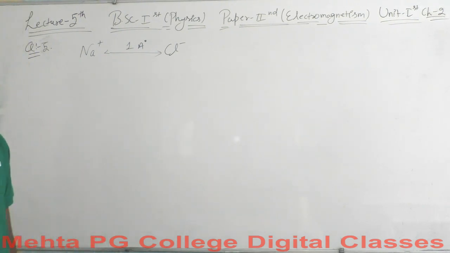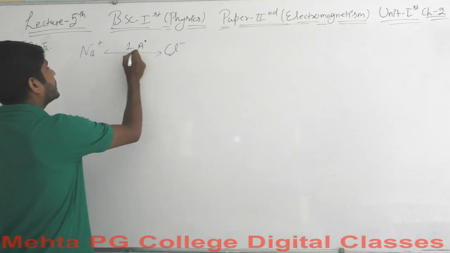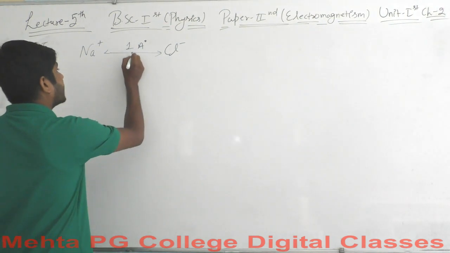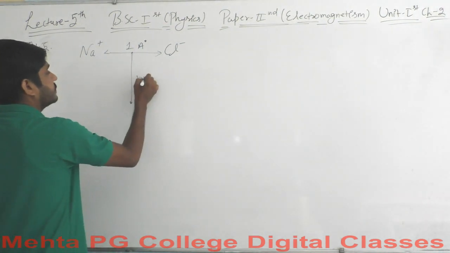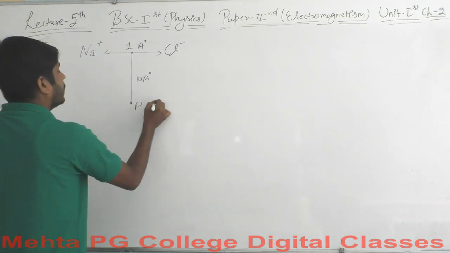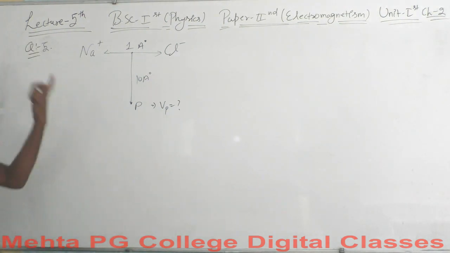angstrom from its center. Let's say this is the center here, and we need a point which is 10 angstrom away. Let's say this is the point P here, and we are asked to calculate the potential at point P. What should be the value of potential at point P for this arrangement?